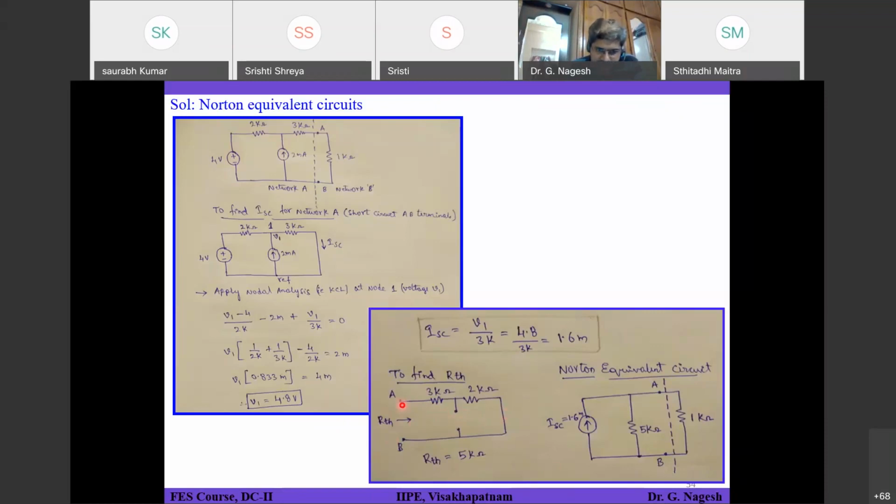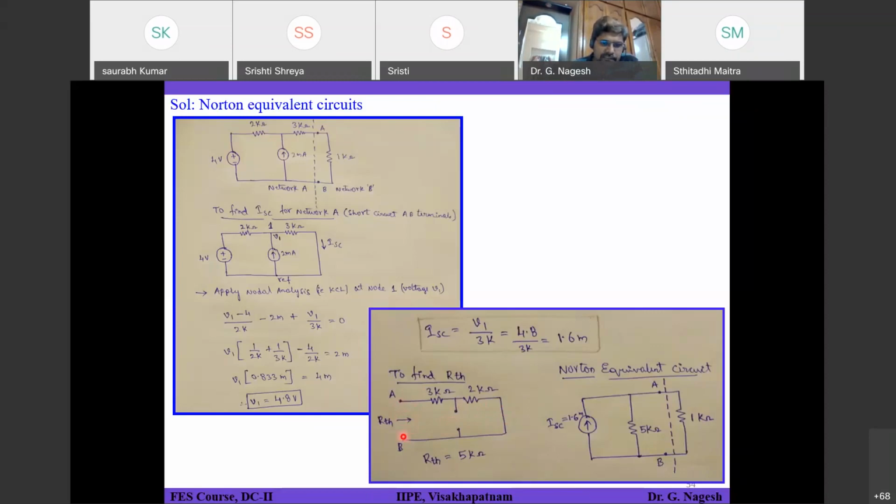What you will do is between A and B, you connect a 1 volt source. That means a 1 volt independent voltage source. And find out what is the current flowing from terminal A into the network. Simply divide that 1 volt by the current flowing into the network. That will give you RTH. In fact, even when there is no dependent source, you can adopt that method. You are understanding?